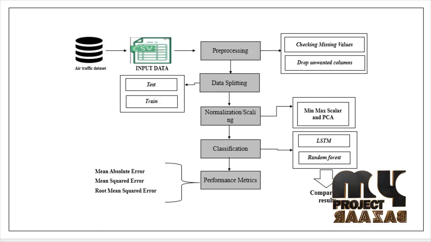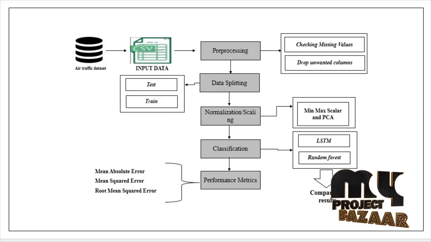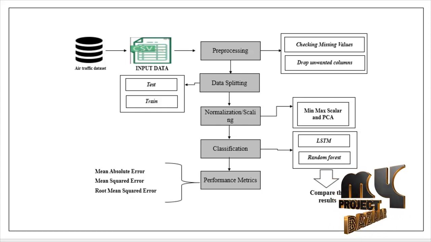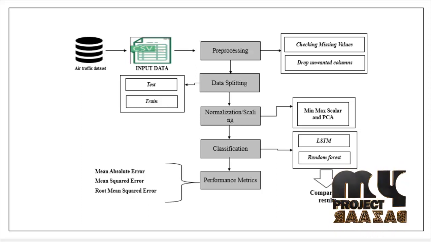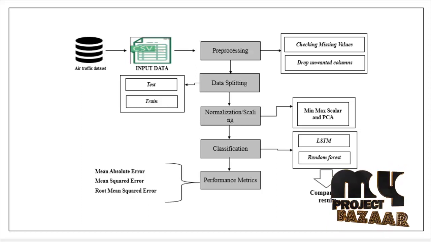Then we have to drop the unnecessary columns. If our dataset contains n number of attributes or columns, and some columns are not used in our project, we have to drop those unnecessary columns beforehand. The pre-processed data are carried to the data splitting module. Here we split the whole dataset into test and train based on a ratio. The test set is used for prediction and the train set is used for evaluation.